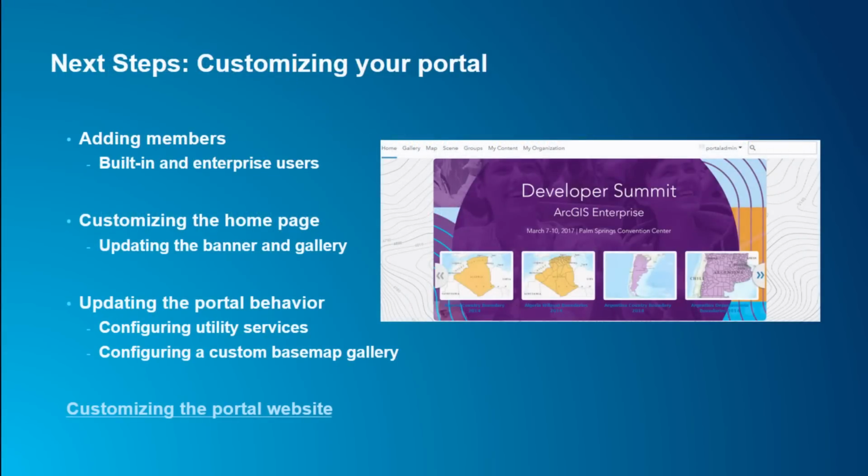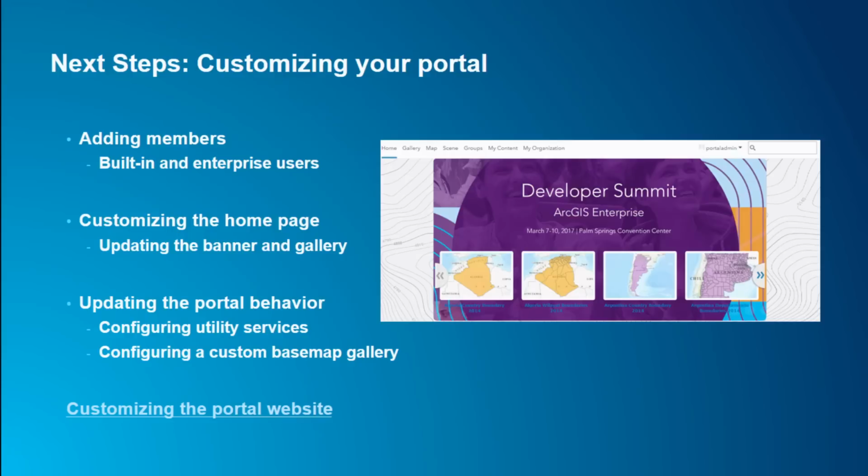So what are the next steps? You set this up, you know how to administer your portal, and now you can start customizing it to the look and feel that your organization wants. You're also going to probably want to add some members. So in this case, you can add enterprise users or built-in members. You can add them either one at a time or in bulk. We'll show that in a second. And you can also customize the homepage. You can update the banner and the background that you see when you actually reach the portal homepage.